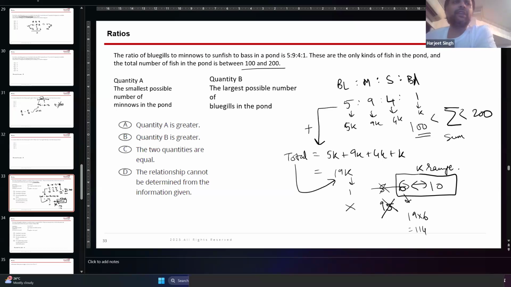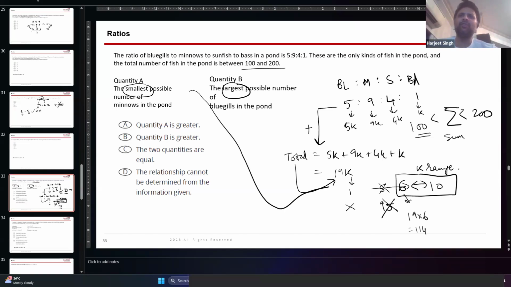Fantastic. If we have the range of K, that will help us find maximum, smallest and largest. Whenever you're asked questions on smallest, largest, you need to somewhere express it in the form of a range in most of the problems. So if you have the range, then you can find what is the smallest and largest. For instance, smallest possible number of minnows in the pond, can I say will have the least value of K?